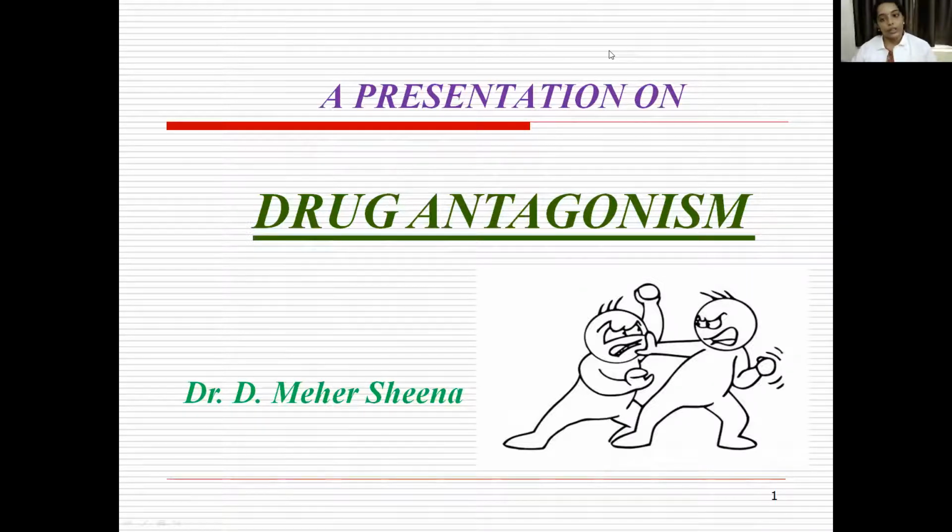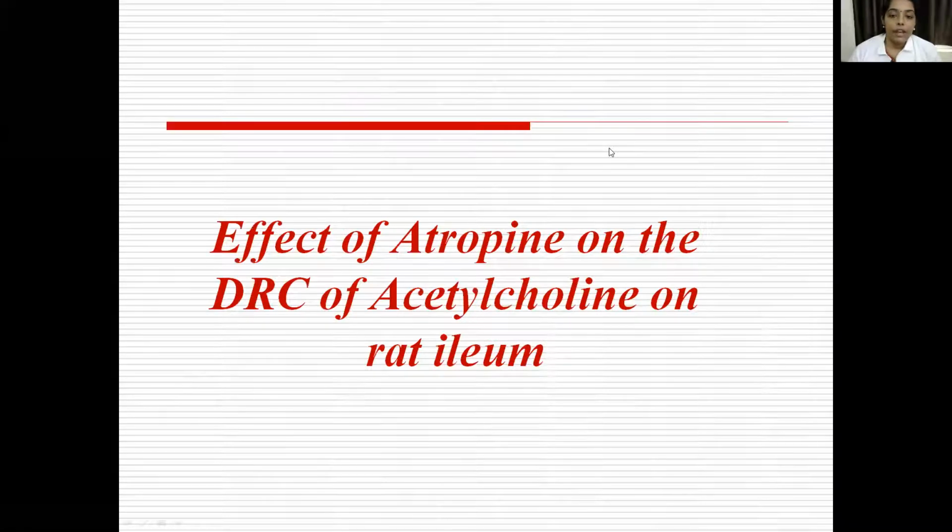So now the next topic will be the effect of atropine on the DRC of acetylcholine on rat ileum. The last one was on frog rectus. So this will be on rat ileum. So what is acetylcholine here? Acetylcholine is a sympathomimetic. It is a cholinergic drug. What is atropine? Atropine is an anticholinergic drug.